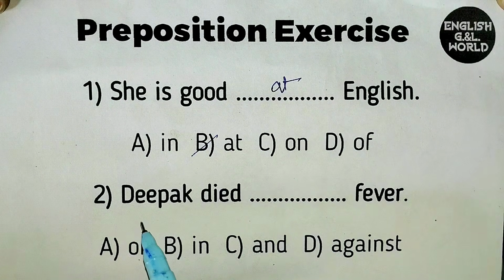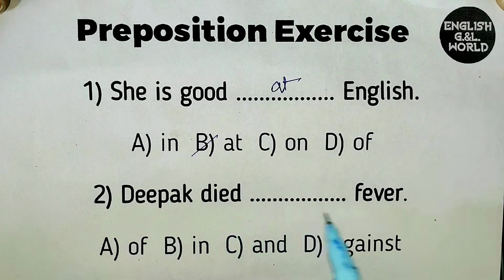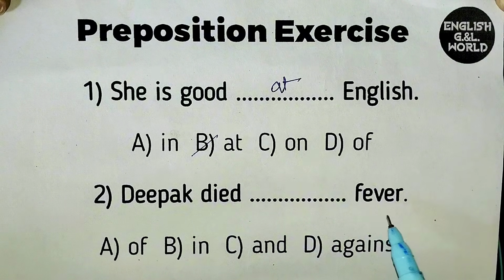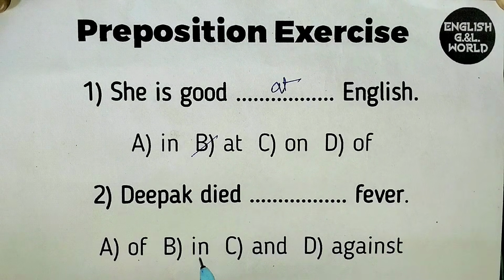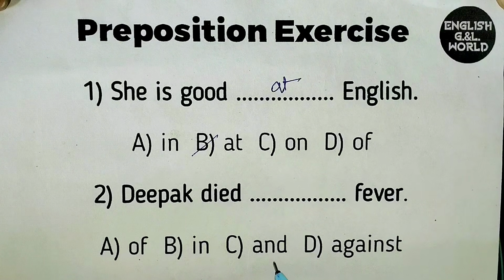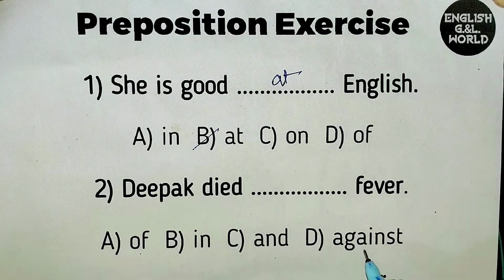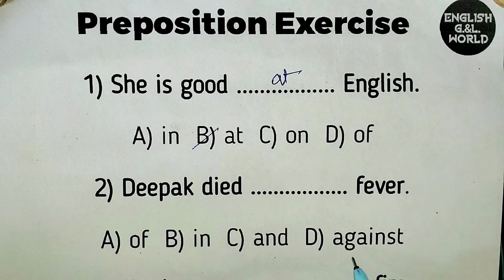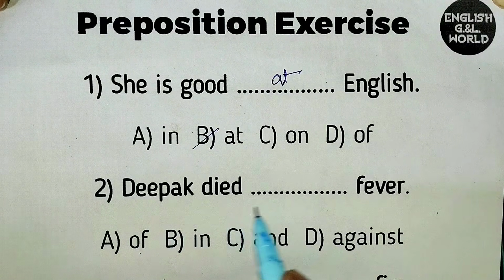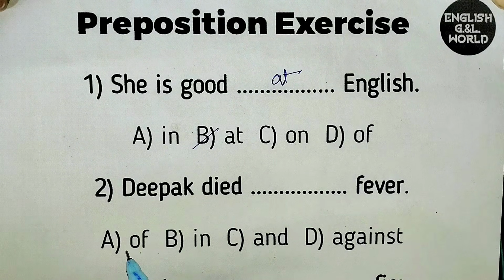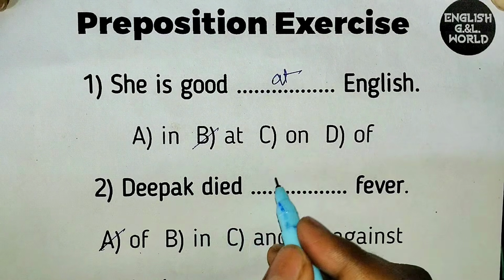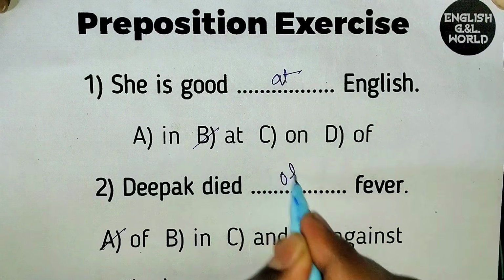Next, Deepak died dash fever. Option A off, option B in, option C and, option D against. And and against are not appropriate, so there is no reason to use them. But died off is the right one. So the right one is died off.